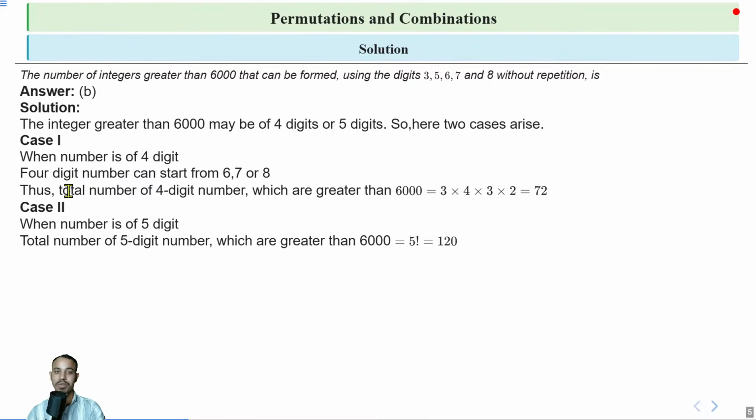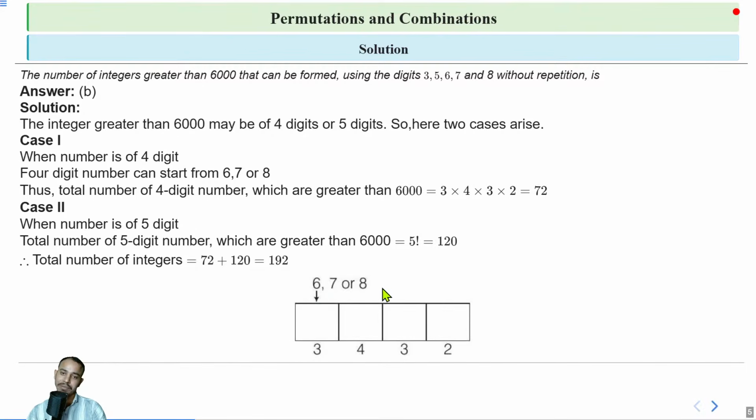In case 1 we found the total number of 4 digit numbers which are greater than 6000 is 72. And in case 2 we found the total number of 5 digit numbers which are greater than 6000 is 120. Now add these two cases and get the total number of integers greater than 6000. So the total number of integers is 72 plus 120. If you add them, you will get 192. This is the total number of integers. Clear? I hope it's clear.